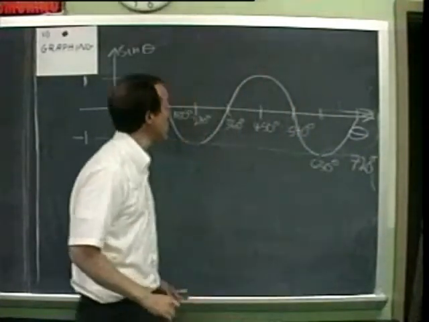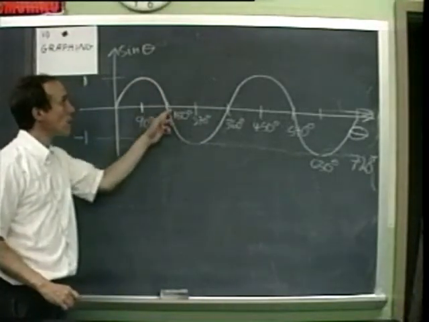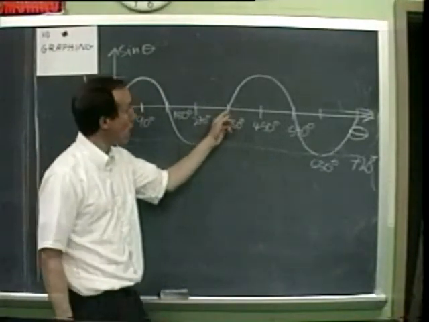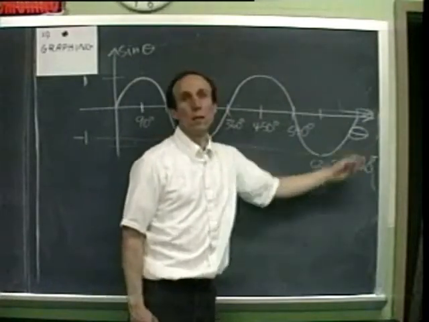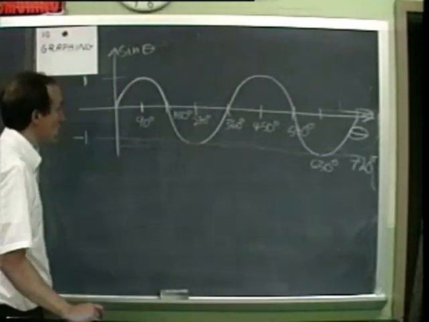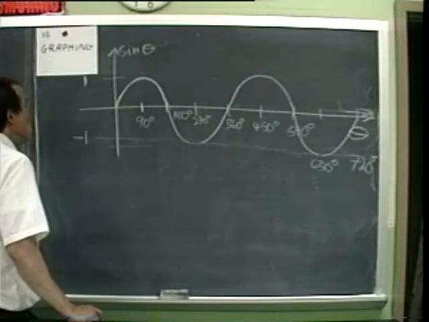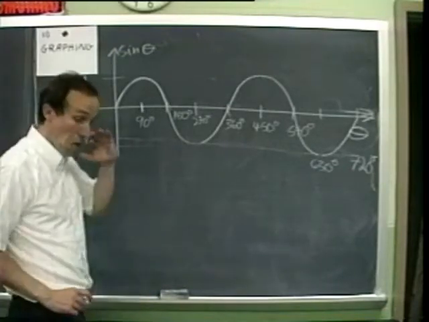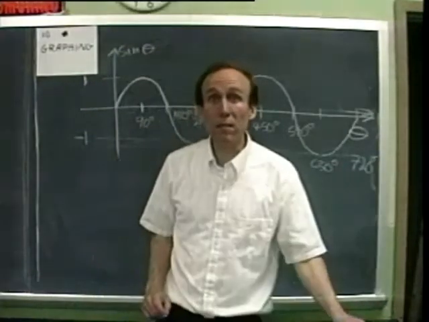That's how far out they wanted us to go. It completes one oscillation in 360 degrees, and then the pattern repeats. And we just keep on going up to whatever angle they say. That's enough for graphing the sine function.